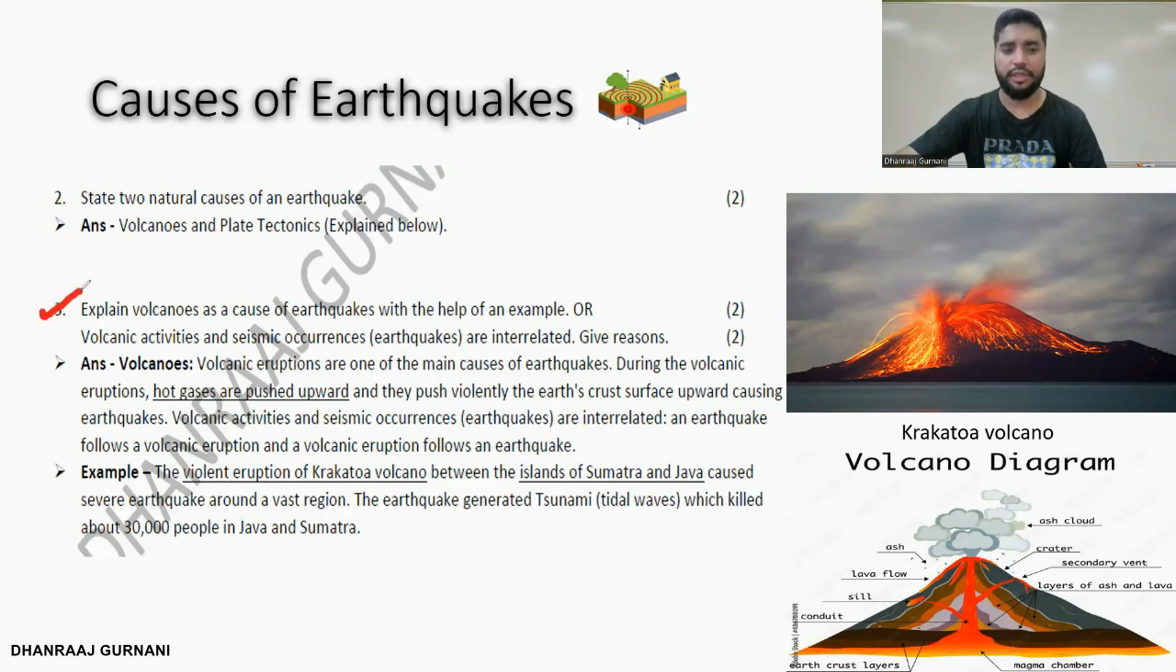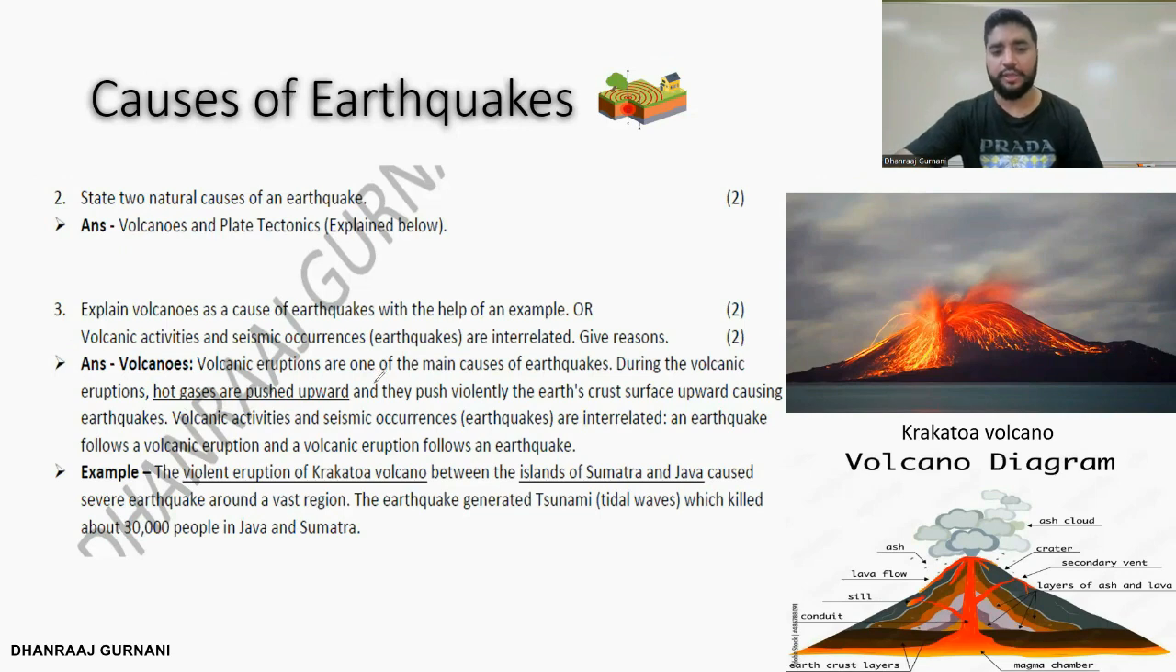Let's see, how do volcanoes cause an earthquake? Give an example. This is a very important question, please make a note of this. If they don't ask you how volcanoes cause an earthquake, they may ask you about volcanic activities: volcanic activities and seismic occurrences, that is, earthquakes, are interrelated. Give reason. Let's see what the answer says.